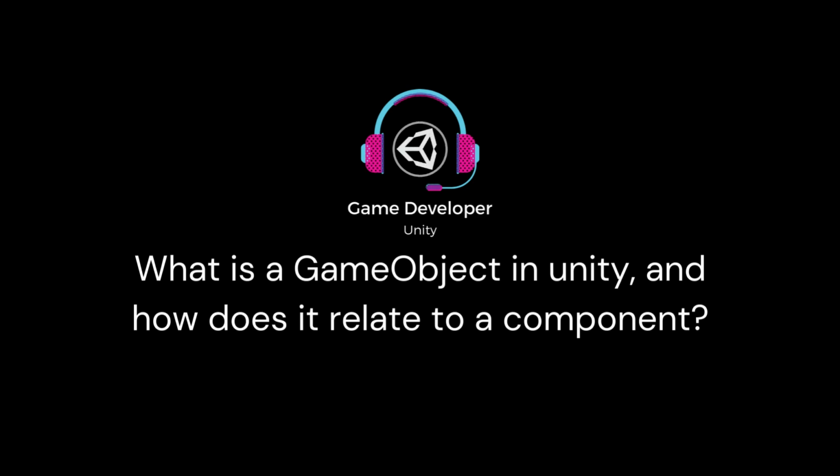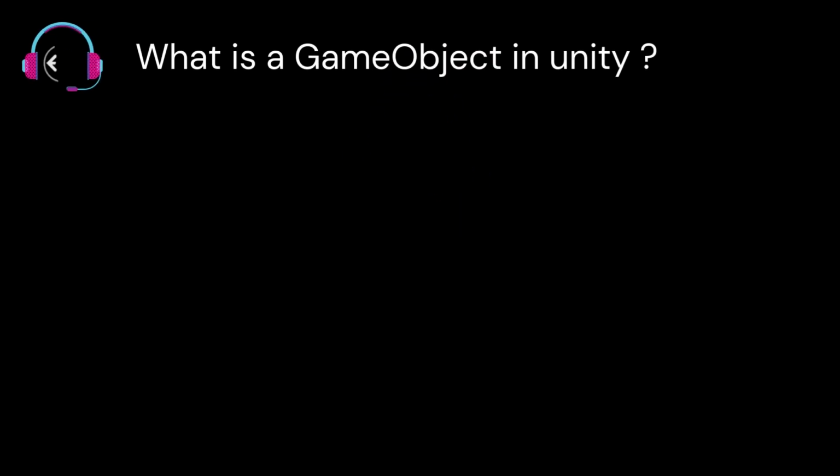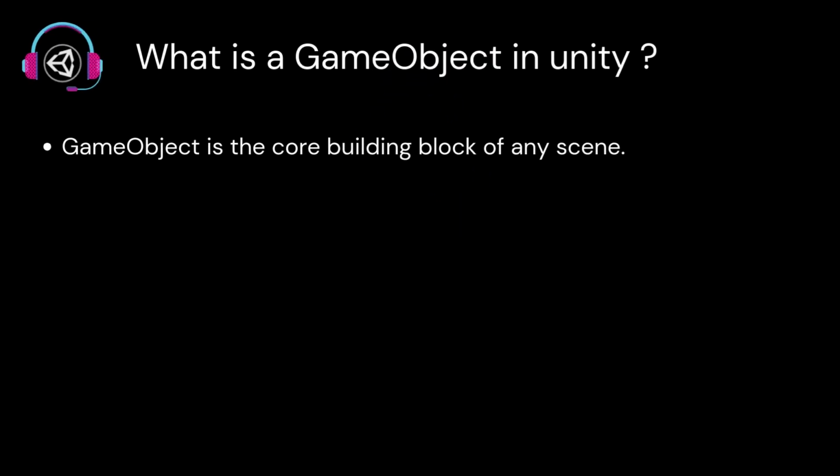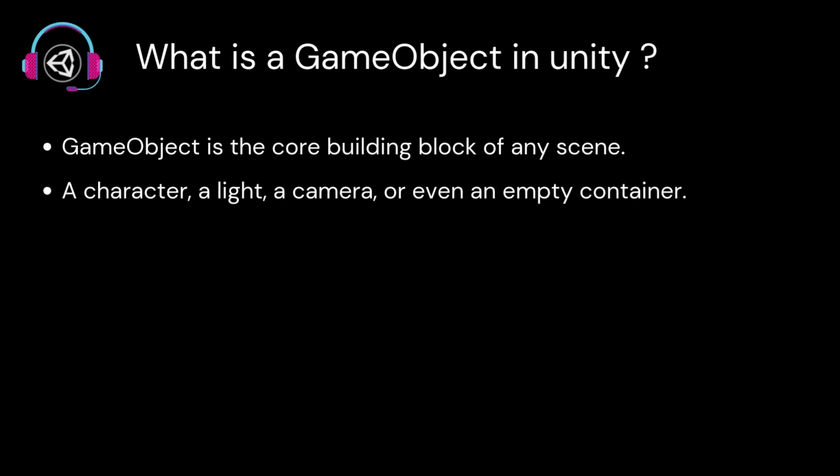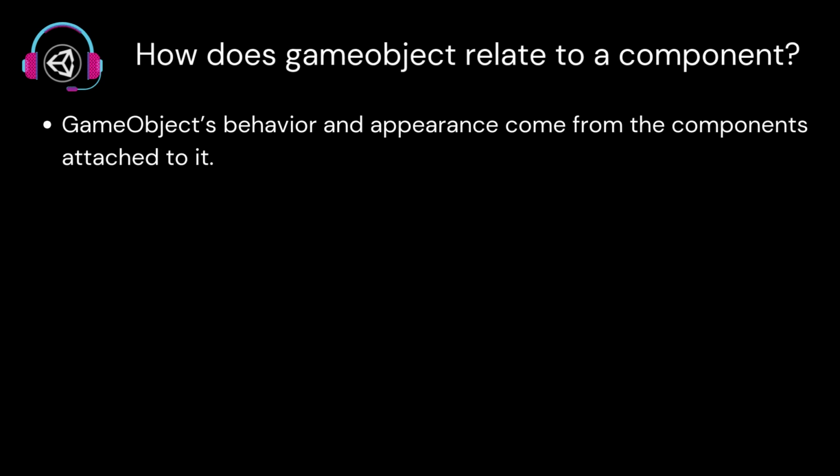What is a GameObject in Unity and how does it relate to a component? In Unity, a GameObject is a core building block of any scene. It can represent anything: a character, a light, a camera, or even an empty container. But here is the key. An empty GameObject by itself does nothing. Its behavior and appearance come from the components attached to it.